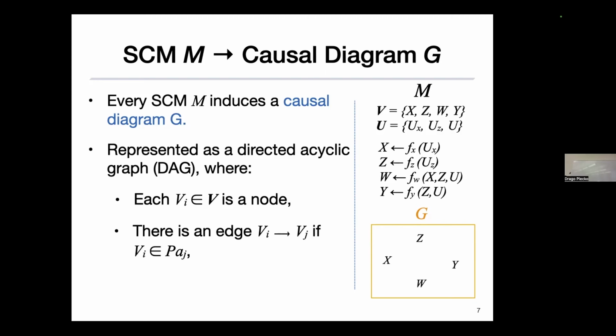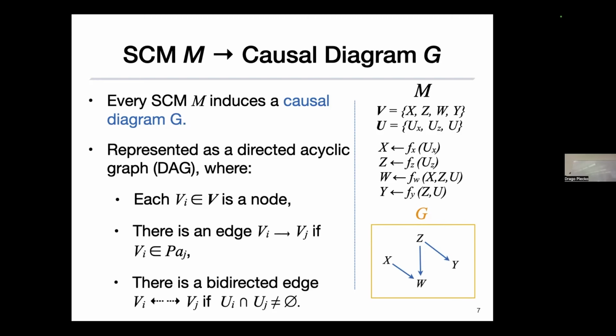If VJ listens to VI when it attains its value, that is, if VI is a functional argument to the mechanism of VJ. So going back to our example, we see here that W takes X and Z as input. That means we draw arrows from X and Z to W, and Y takes Z as an input, so we have an arrow from Z to Y.